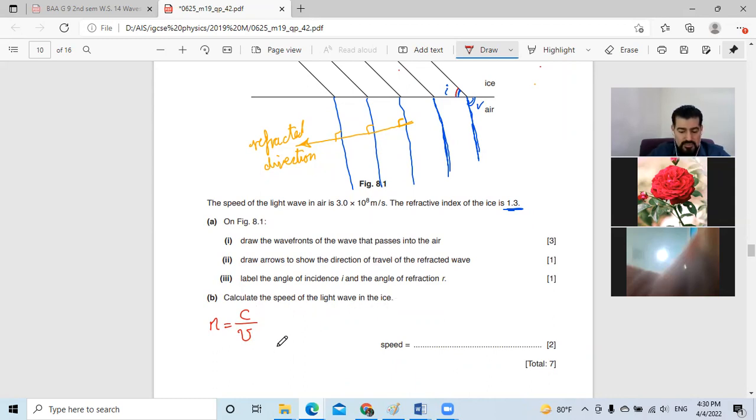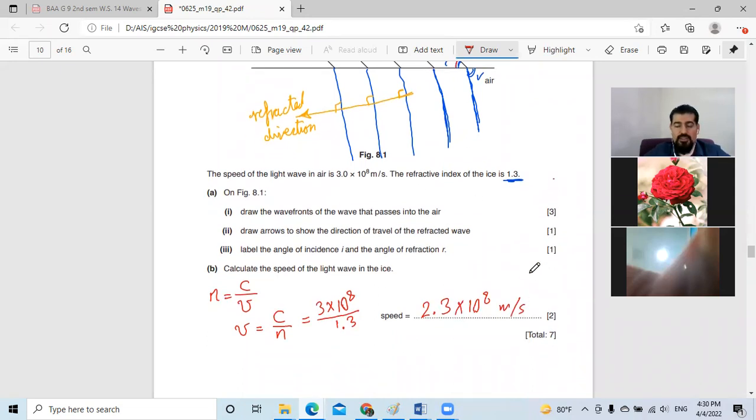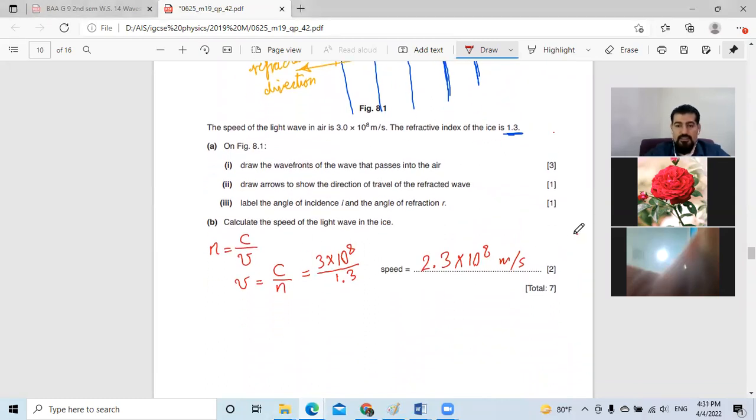They ask about V, which is the speed of light in the ice. So V equals C over n, which is equal to 3 times 10 to the power of 8 divided by n, which is given. How much is this? 1.3. And by using the calculator, our answer will be 2.3 times 10 to the power of 8 meters per second. Any question here? Okay, let's move on.